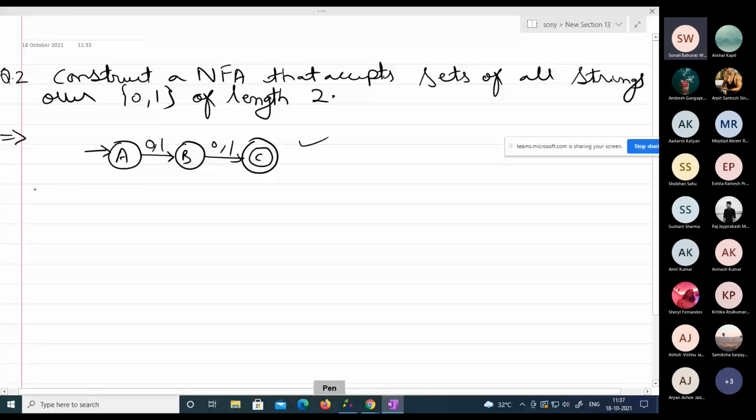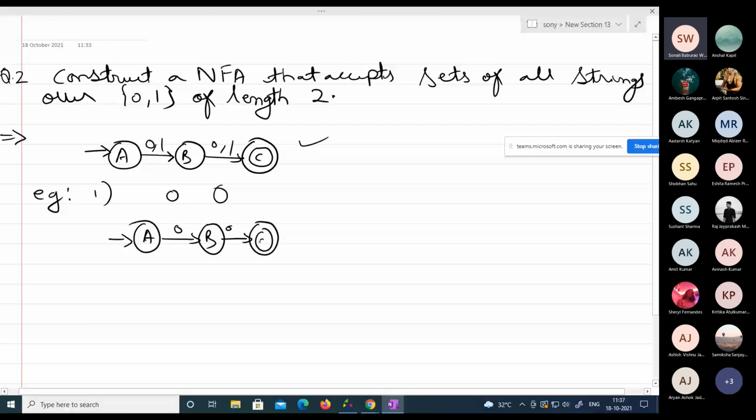For example, you guys check for 0 0. Is it accepted or not? Accepted, ma'am. Yes, it is accepted. Let's see how it goes. Initially, I'm at A. On 0, I'm going to B. Again on 0, I'm going to C. And yes, I reached my final state. So it is accepted.